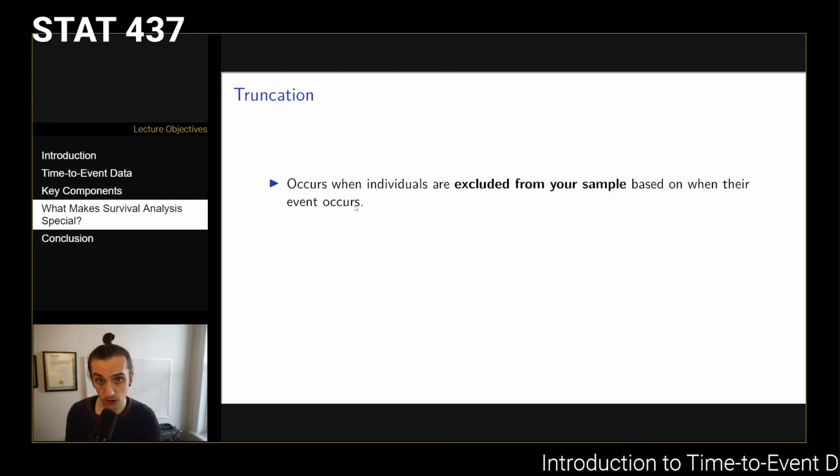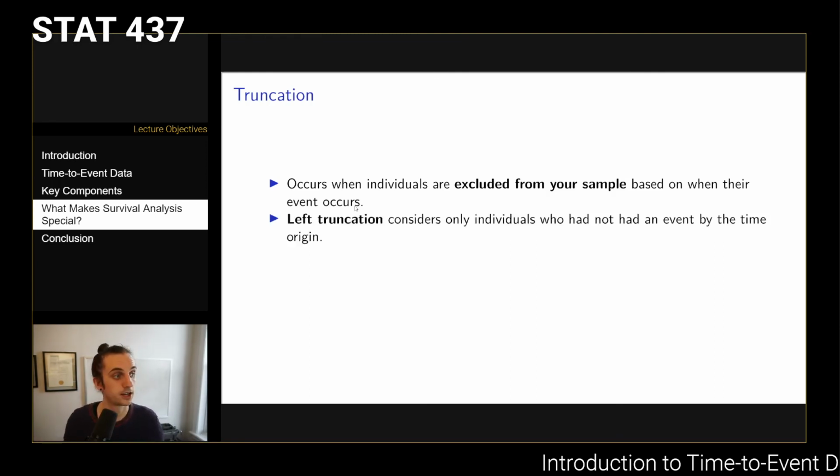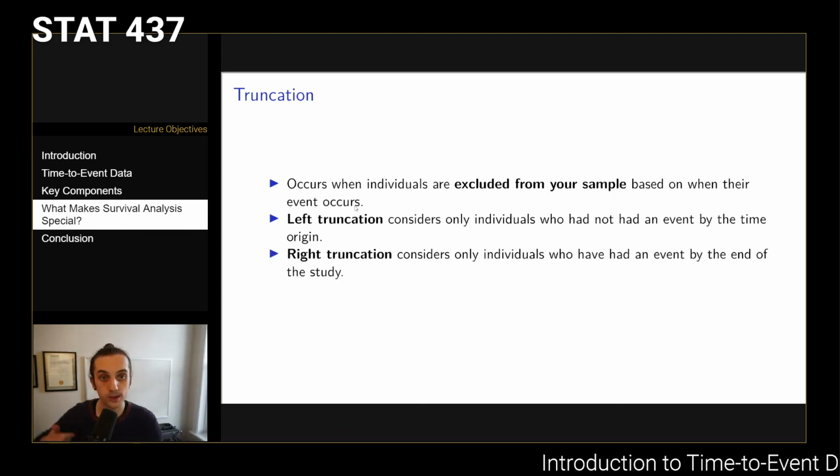But in words, truncation occurs when individuals have been excluded from your sample based on when their event occurs. So again, we can have left or right truncation. So left truncation considers only individuals who had not had an event by the time of the origin. Okay, so you're truncating anyone who had that event at the left-hand side. You don't include them in your study. Whereas right truncation considers only individuals who have an event by the end of the study. Okay, and so the difference between truncation and censoring is that with truncation, these people aren't even recorded. Okay, so you are sort of doing a sampling bias where you can only look at people who, say, had the event occurred.